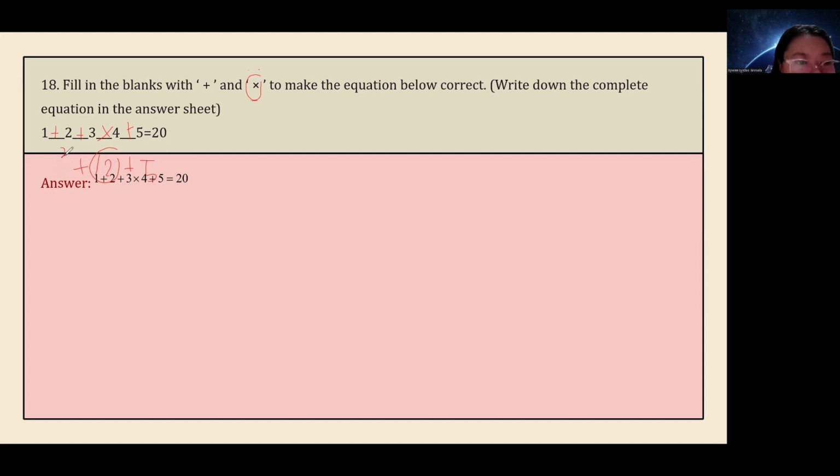1 plus 2, that's 3. Plus 12, 15, plus 5 equals 20. Okay. A little bit confusing when you do trial and error. Okay, so you have to be very careful.